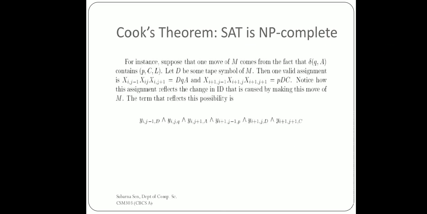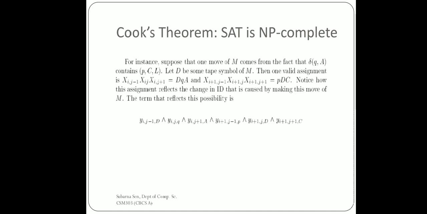Now first we are considering that it moves left. So if we assume the movement delta(q, a), where q is a state and a is a tape symbol, is moving to a new state p, with c as my new tape symbol, and L means it is moving left.